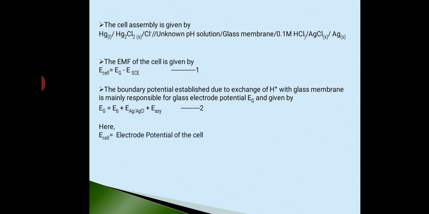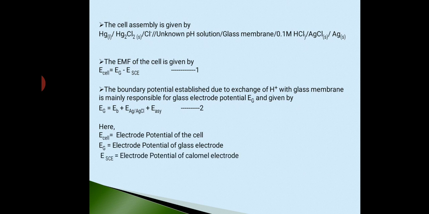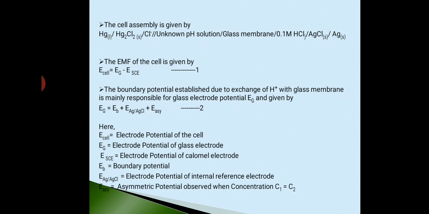Let us just understand what E cell is. We already know it is the electrode potential of the cell. Then Eg, the electrode potential of the glass electrode. E_SCE, the electrode potential of the calomel electrode. Then Eb is the boundary potential. E_Ag|AgCl is the electrode potential of the internal reference electrode. Then E_ASY, the asymmetric potential observed when concentration C1 equals C2. Okay, next is our simplification.